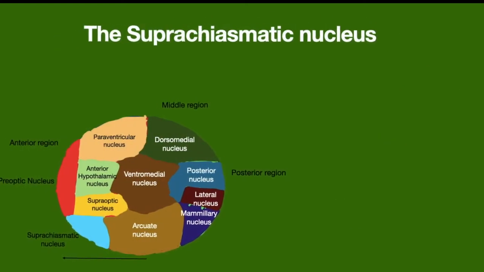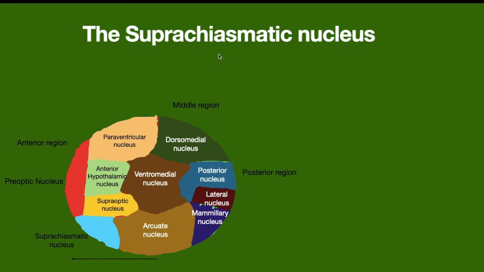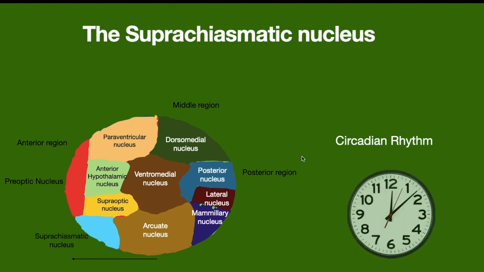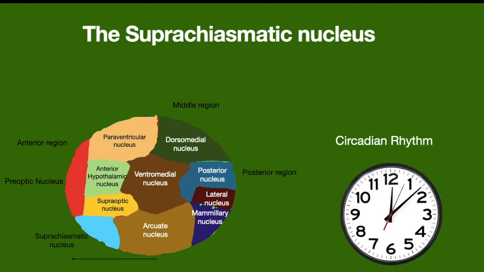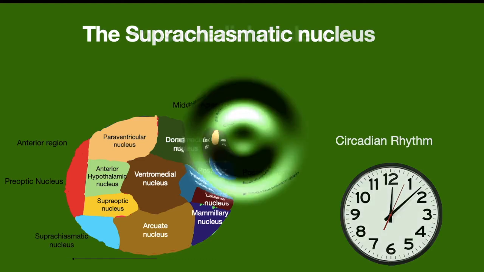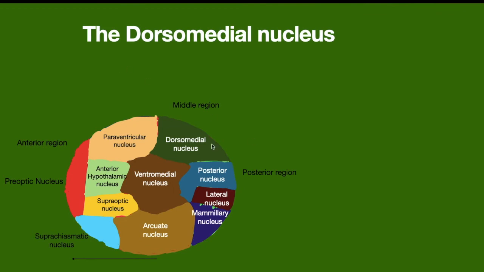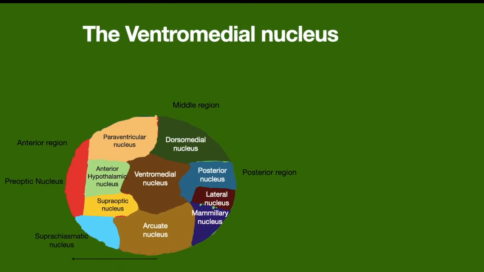So, now let's talk about the suprachiasmatic nucleus. And that's this blue part over here. And it's important for our circadian rhythm. So our circadian rhythm is like knowing when to sleep, when to wake up, and that. The next part is the dorsal medial nucleus, which is this dark green part over here, and it's important for regulating the blood pressure. The next is the ventral medial nucleus, which is this brown part.